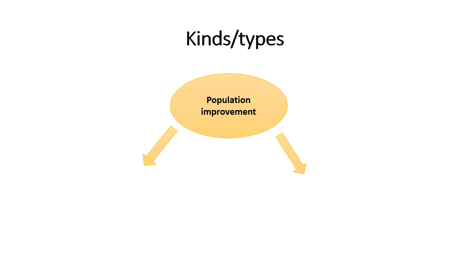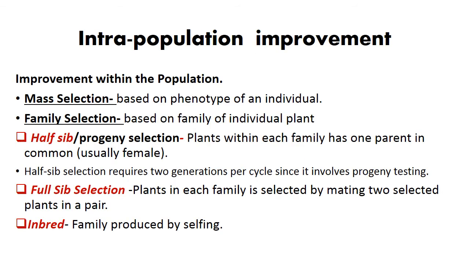Coming to kinds of population improvement. There are 2 types, intrapopulation and interpopulation improvement. Intrapopulation improvement is the improvement within a population. The most popular method is mass selection. This is based on the phenotype of an individual. As you know, in mass selection, several phenotypically superior individuals are selected. They are bulked, which means mass selection is done, and then forwarded for the next season.